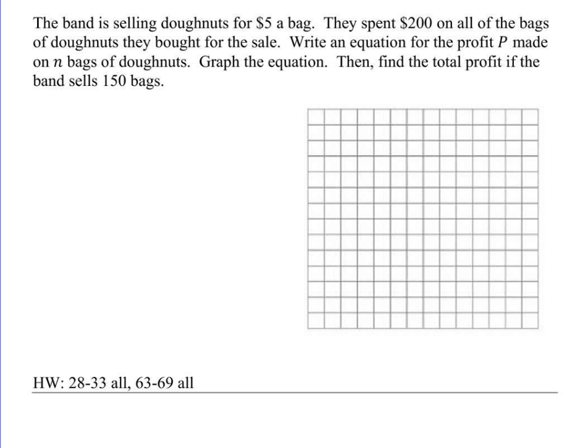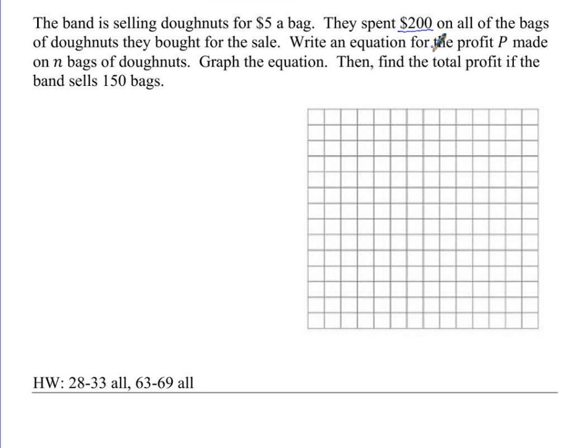No. All that matters is how much they spent. They could have bought 72,000 bags of donuts. It doesn't matter. They spent $200. So we don't care how much they bought. All we care about is how much they spent. They spent $200 on all the donuts they bought for the sale. So how much would they like to make back? At least $200. Otherwise, it was a waste of time, right? A waste of money. And then they got all these donuts.